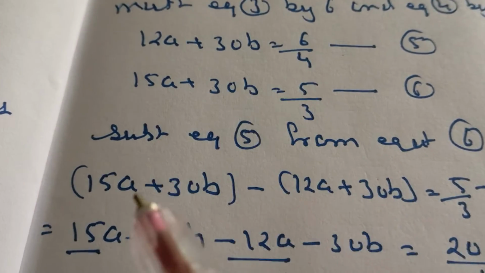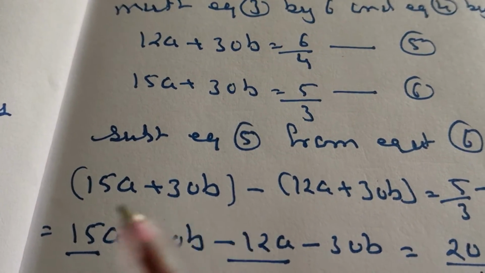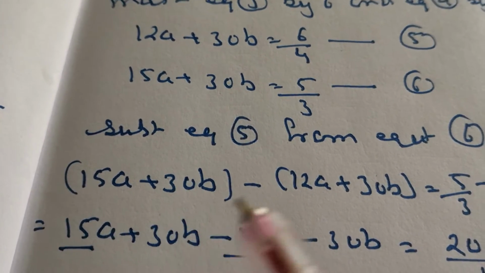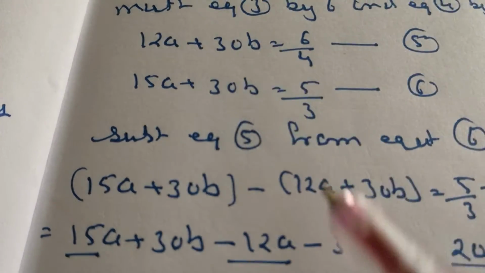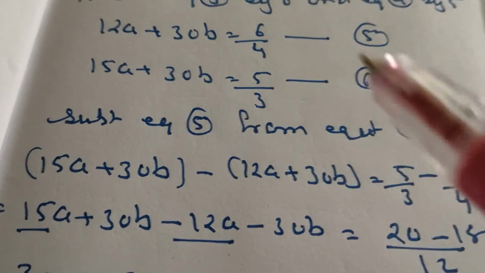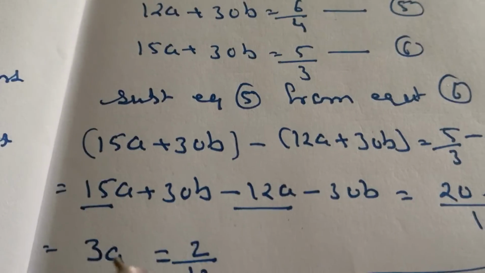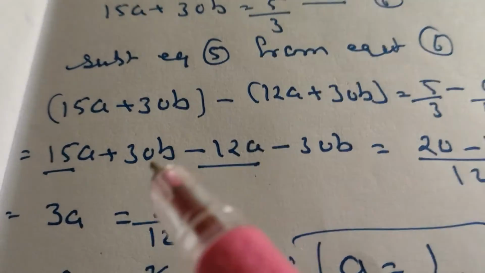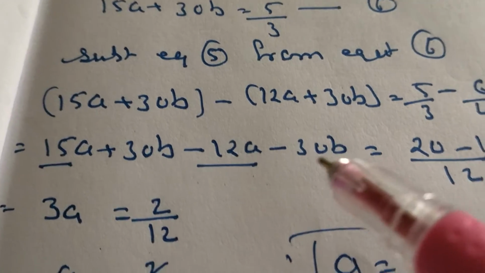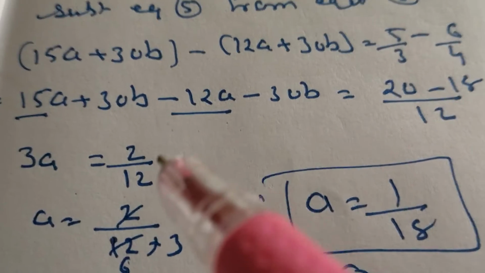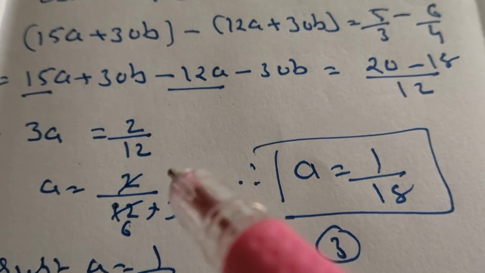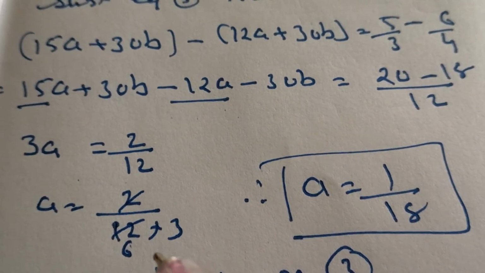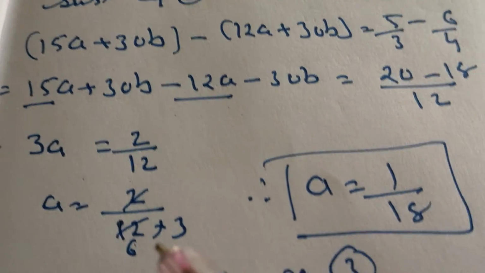So equation 6 is 15a plus 30b minus 12a plus 30b is equal to 5 upon 3 minus 6 upon 4. So 15a minus 12a is 3a, and 30b minus 30b gets cancelled. So a is equal to 2 upon 12.